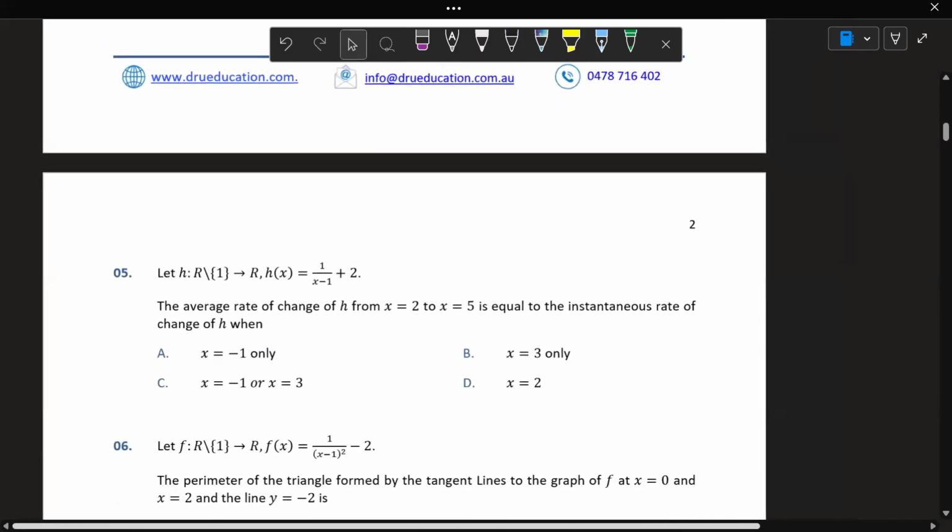Question 5. So average rate of change is equal to instantaneous. So this is just h of 5 minus h of 2 over 3 is equal to h dash x. And we just solve that quickly.